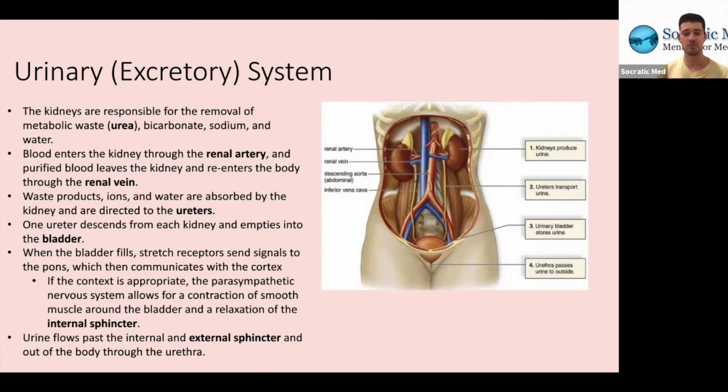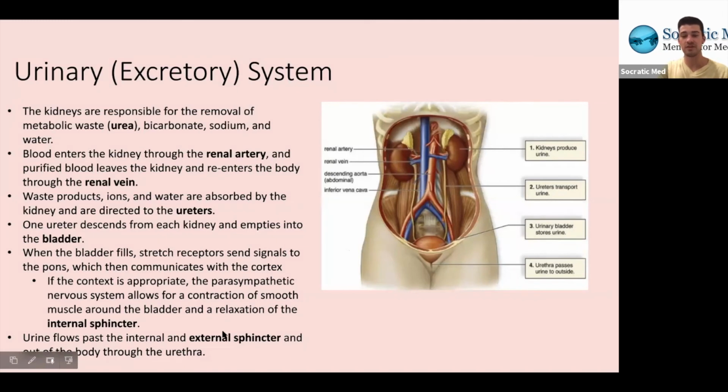If we're in the appropriate context to urinate, the parasympathetic nervous system allows for a contraction of smooth muscle around the bladder and a relaxation of the internal sphincter. It's a simultaneous thing. When the bladder fills up, the smooth muscle is involuntary. Remember, it's dominated by the autonomic nervous system, and specifically the parasympathetic section of the nervous system. So it contracts the smooth muscle around the bladder, which pushes the urine downward, and then the internal sphincter is one of 2 sphincters that we have. The internal sphincter is also involuntarily controlled, so that's also mediated by the parasympathetic nervous system.